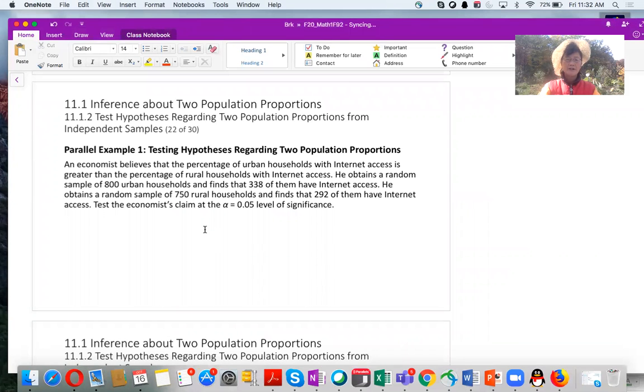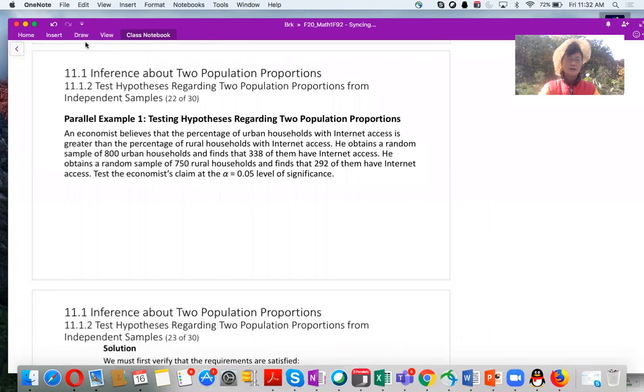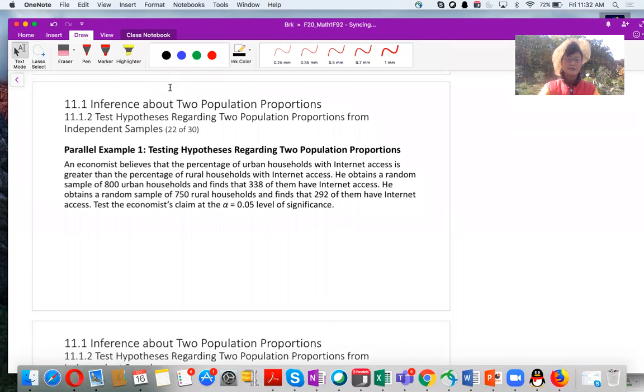Remember in the last video, I gave you an introduction to hypothesis tests about two population proportions. We discussed two approaches: one is the classical approach, the other is the p-value approach. In this video, I will present specific examples to illustrate those two approaches.